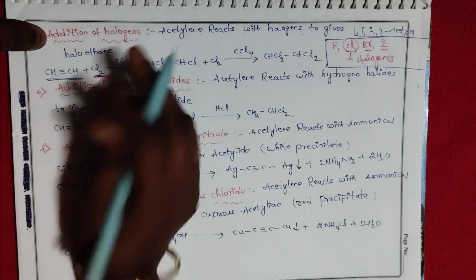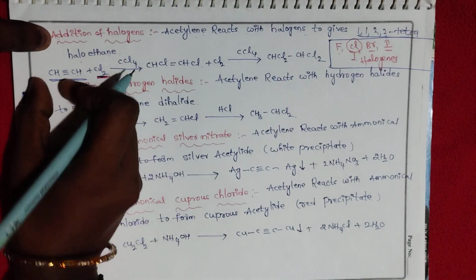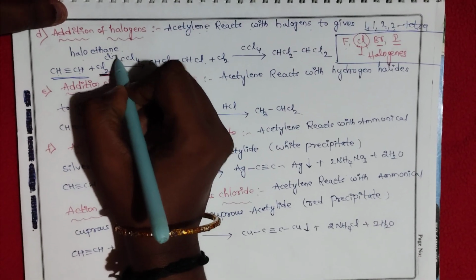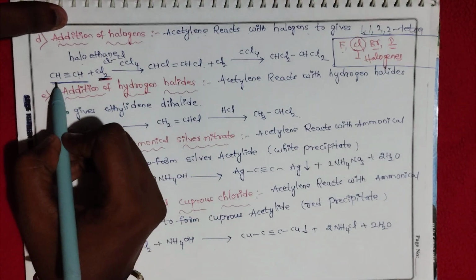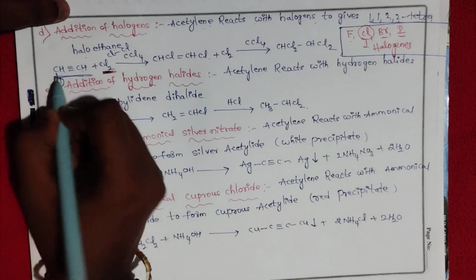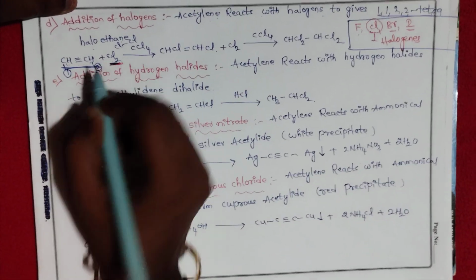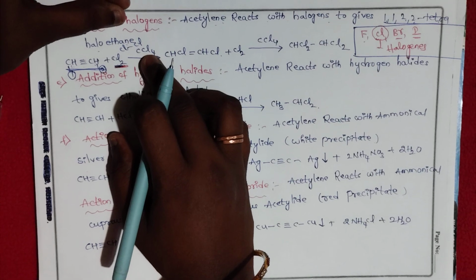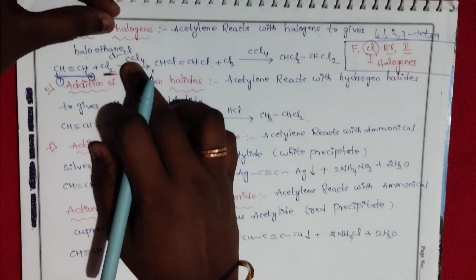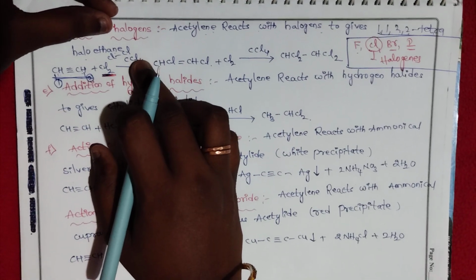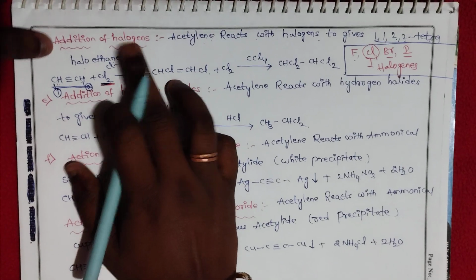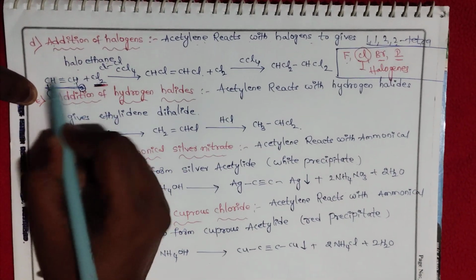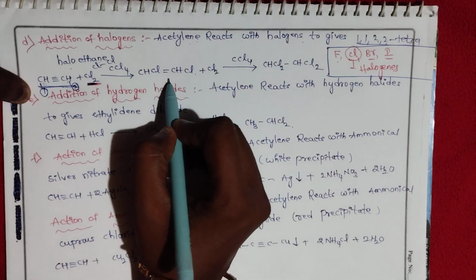In Cl2, the same phenomenon: addition is nothing but adding groups to acetylene. Cl2 means how many chlorines are there? Two chlorines. The same concept: one chlorine is added to this side, another chlorine is added to this side. This reaction is possible in the presence of a reagent. What is the reagent? CCl4, carbon tetrachloride, is used as the reagent for addition of halogens. By adding these two chlorines onto the acetylene, we get this product.